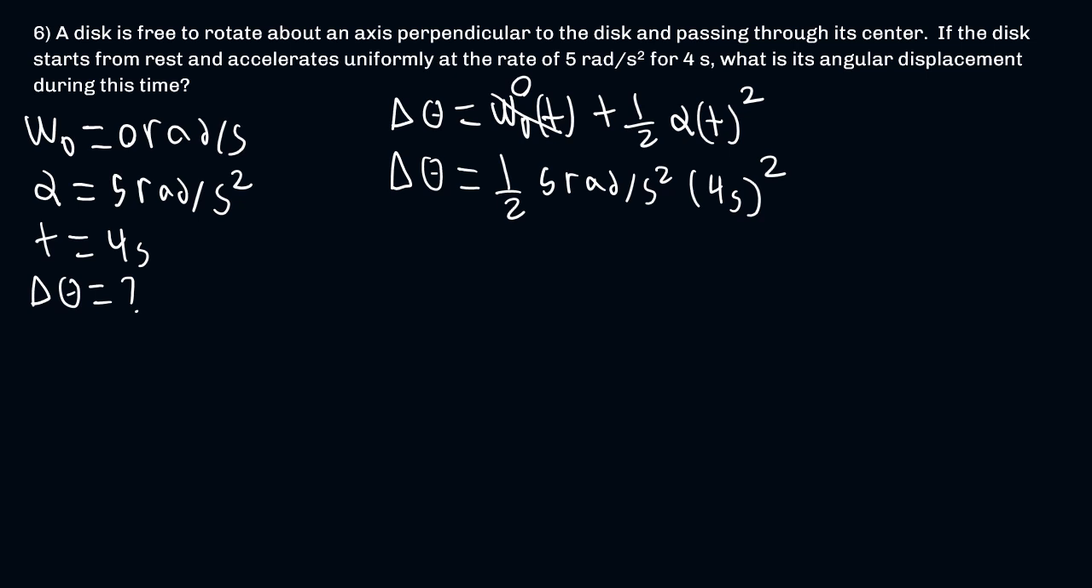Alright, so now you're going to plug this into your calculator. The change in theta is equal to 1/2 times 5 radians per second squared times 4 raised to the second power. So that's 16 times 5 divided by 2, and you're going to end up with your final answer. So change in displacement is equal to 40 radians.